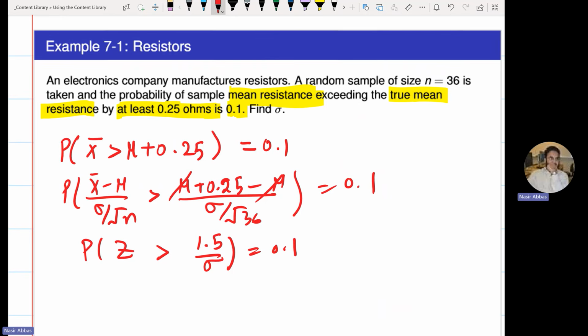You got the equation. If the upper tail area is 0.1, what will be the lower tail area? If greater than is 0.1, what will be less than? Because to go to the Z table, you need less than. 0.9. So probability of Z less than 1.5 over sigma will be 0.9. Now go to the Z table and look for 0.9.